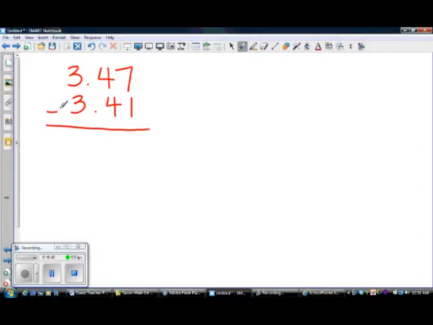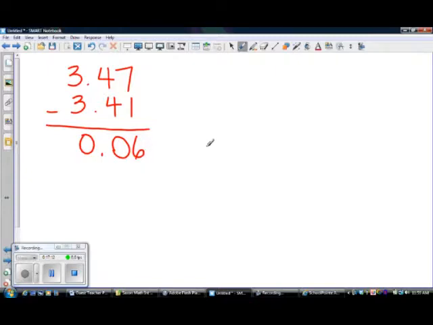So this one, how would you say it? 3 and 41 hundredths, because it goes all the way out to the hundredths place. Okay? 7 minus 1, 4 minus 4. Stop, drop, decimal point, 3 minus 3. So let's think about how we would read this answer. Do we have to say 0 and? No. We can just say 6 hundredths.